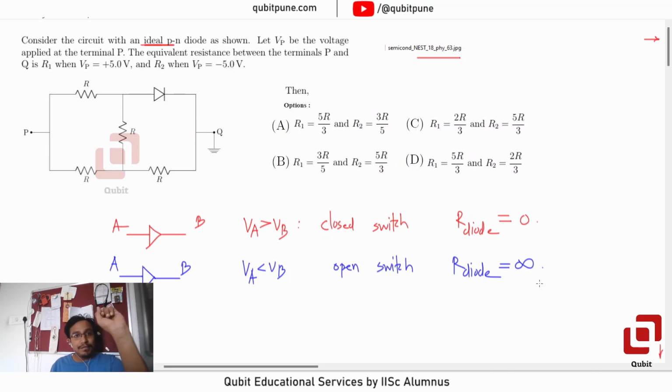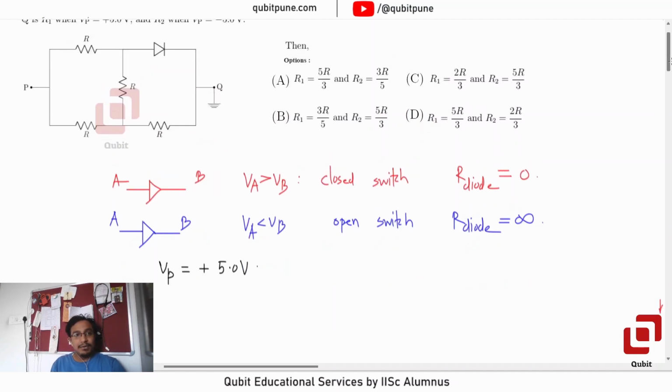Okay, let's now go to the first case, Vp 5.0 volts. Now this means the diode will clearly act as a closed switch. So what will be the equivalent circuit? Look here. This resistance is there. This resistance will be there. Now pay attention. This needs to be collapsed.